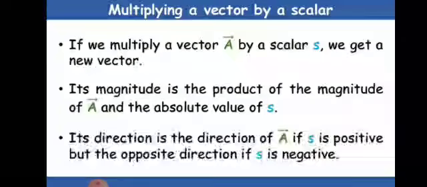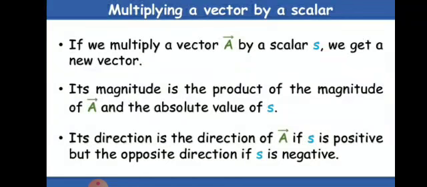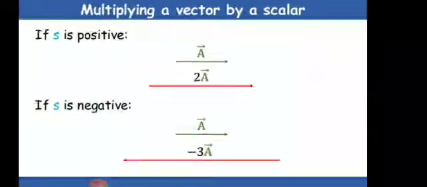Let us study how to multiply vectors. Multiplying a vector by a scalar S gives a vector whose magnitude is the magnitude of vector A times the absolute value of S. Its direction is the direction of vector A if S is positive. The direction is opposite if S is negative.